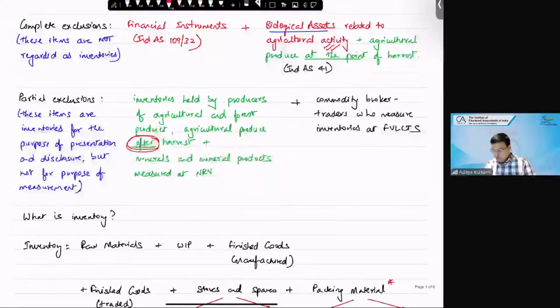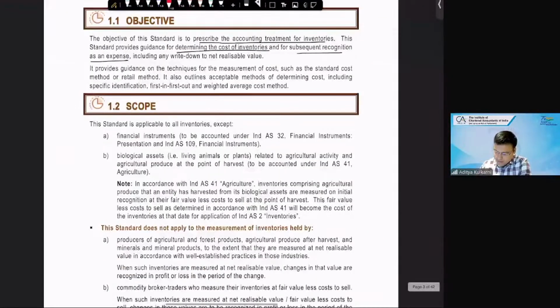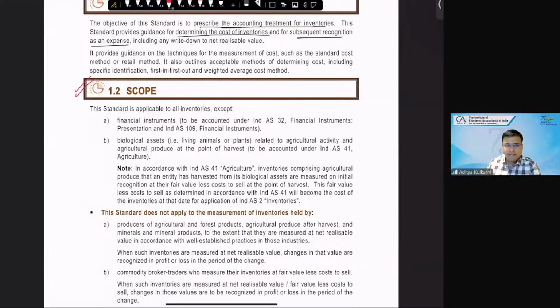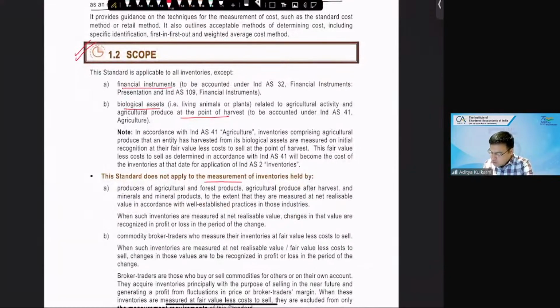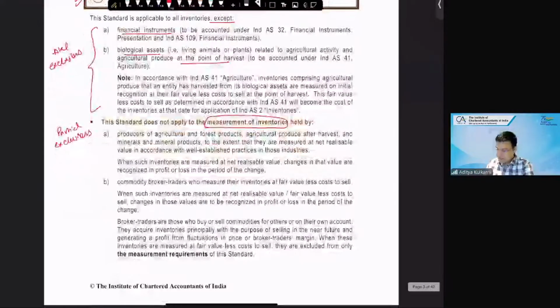Okay, fine. So now coming to the scope we have discussed already. The same things are mentioned; I have just summarized it. So financial instruments and biological assets at the point of harvest are excluded. This standard does not apply to measurement of inventories. So this is your partial exclusions. This is applicable to all inventories except. So this is total exclusions. Okay. So this is what we have all discussed.